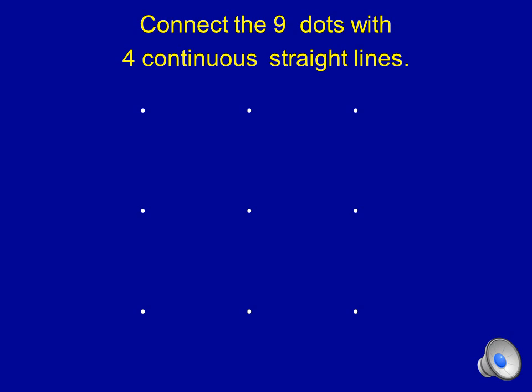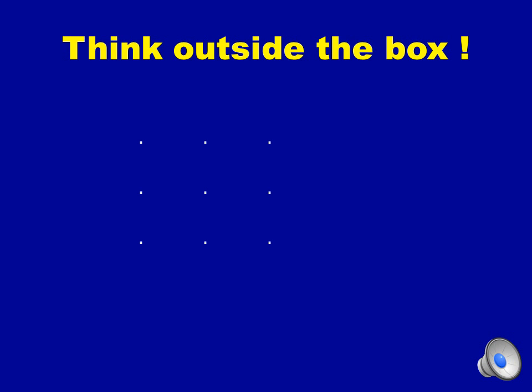Okay, here's your next challenge. Try connecting these 9 dots with 4 continuous straight lines. So there is no break in the line at all. It's all continuous. Think outside the box. That's pretty cool. Remember, you need to let your mind expand beyond what your eyes might actually see.